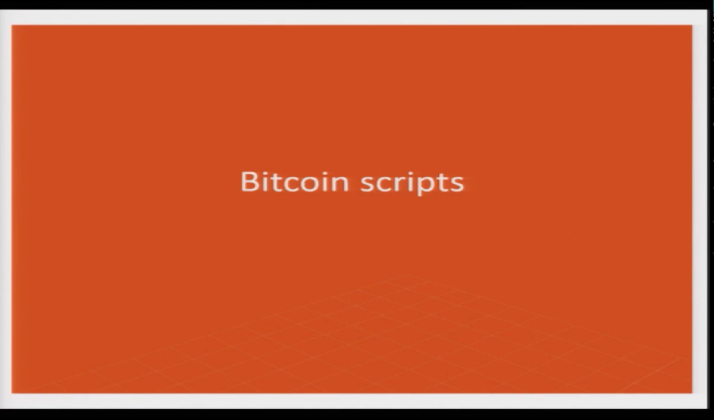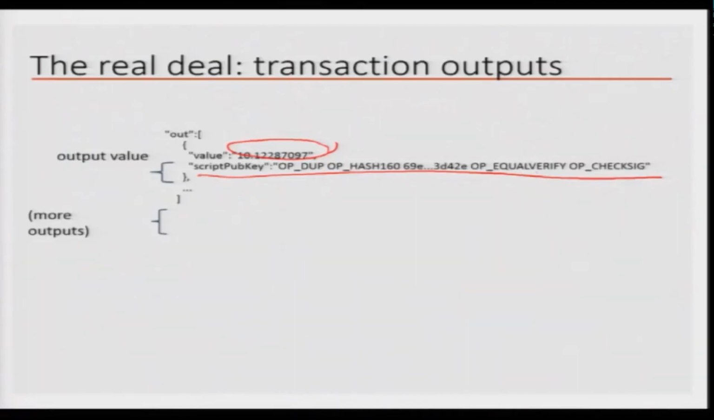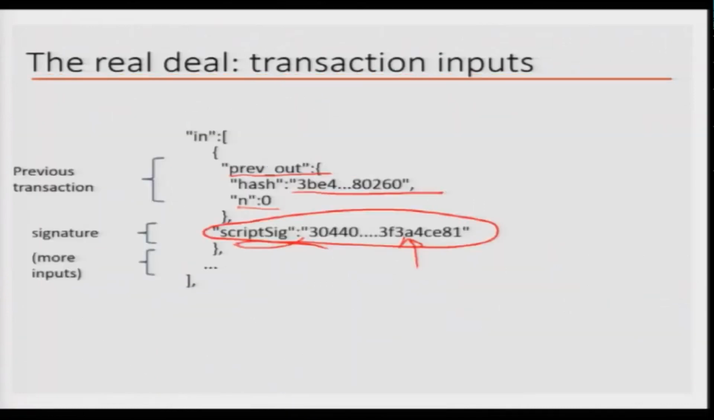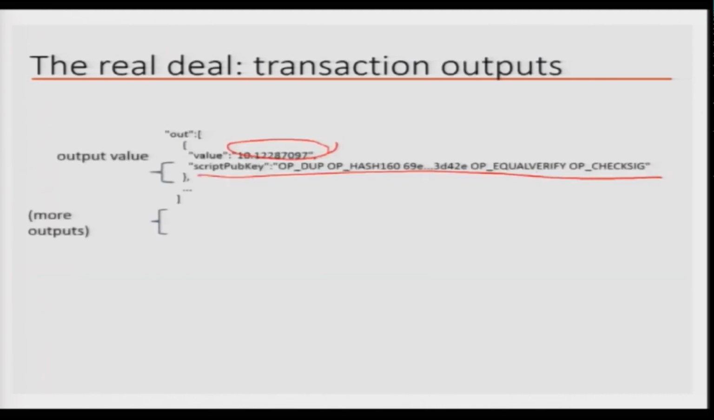Those mysterious things that you saw, in the output it says script pub key, and in the input it says script sig. These are actually what we call Bitcoin scripts. Bitcoin script is kind of like an assembly program, except that assembly programs are meant for real hardware machines, but in this case the script language has an idealized machine on which it is supposed to be executed, and this is a stack based machine. So, let us see how that works.